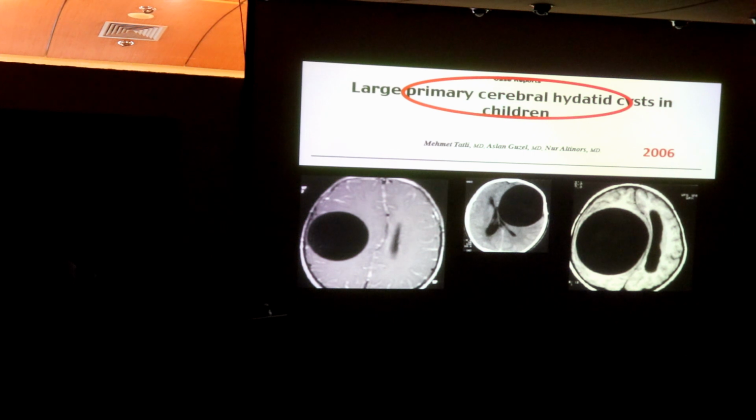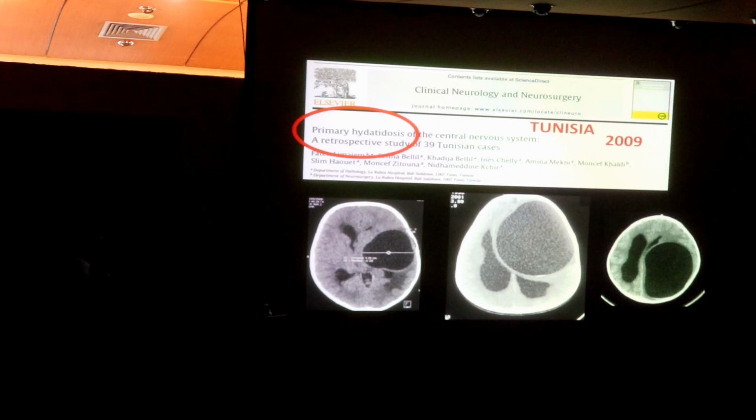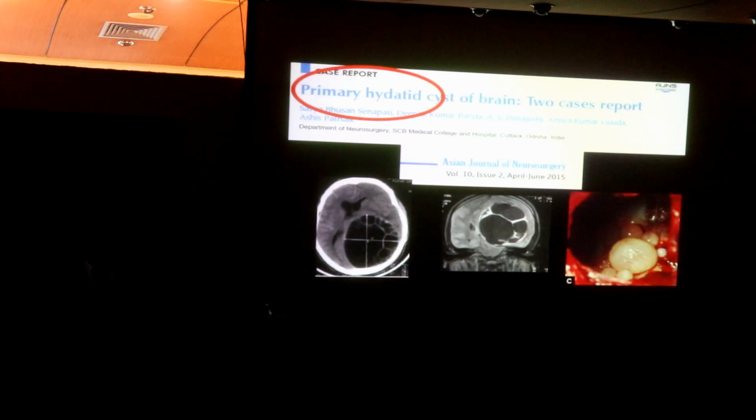Primary cerebral means that the brain is the only organ affected. No other organs are affected. This is very, very rare, like in our case. Actually, our case is liver and brain. I have about 4 cases where only the brain was affected. This is from Tunisia, again a primary, affecting the brain only. Another paper from India, Asian Journal.